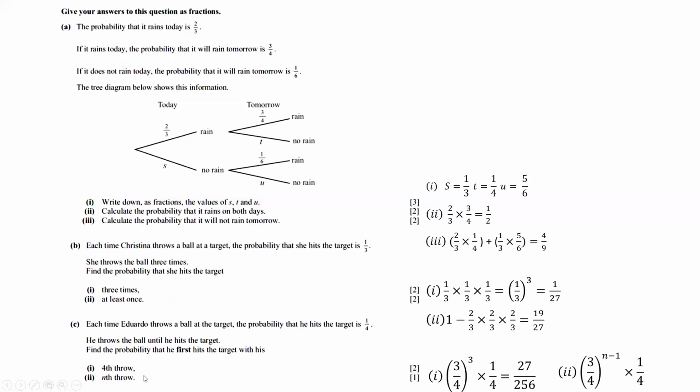So let's say this is 6 throws now. Then this part will be 5, because 5 times you never hit, and only the last time you hit. Okay, so this is the answer for the last question.